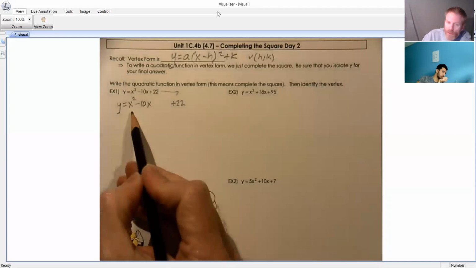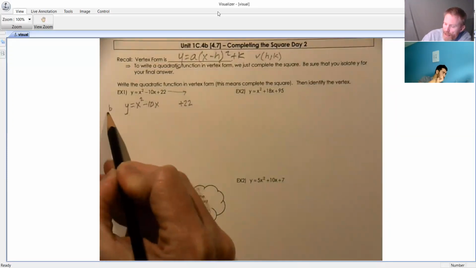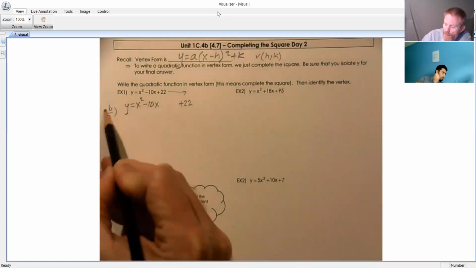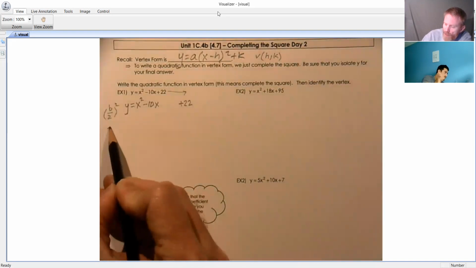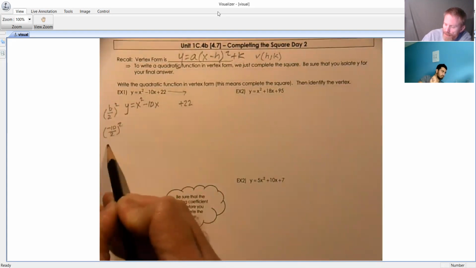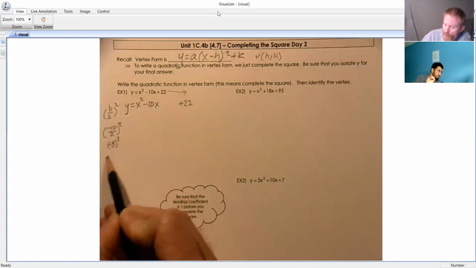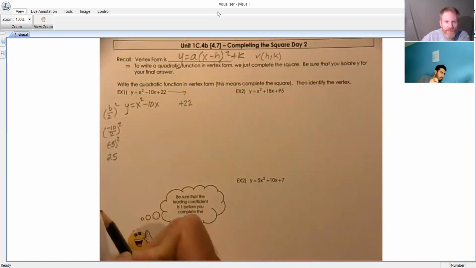So our b value is -10. So we're going to take our b divided by 2 and square it. That's our formula. So -10 divided by 2 and square it. We get the answer of -5. So when we square that, we get +25.